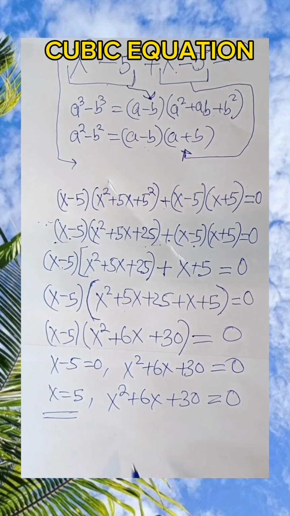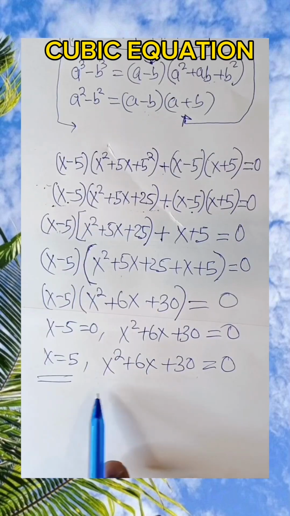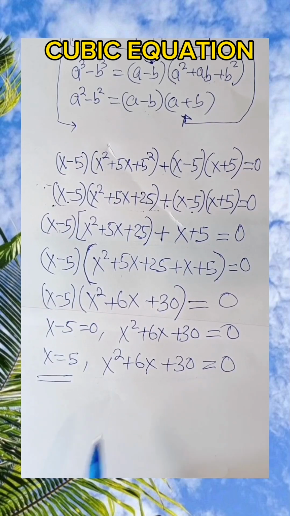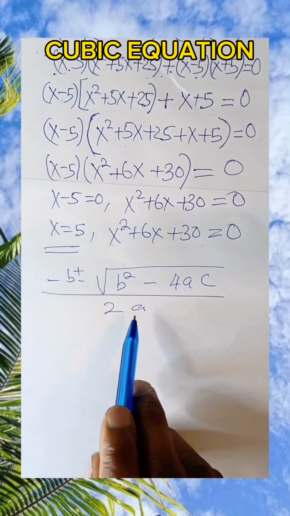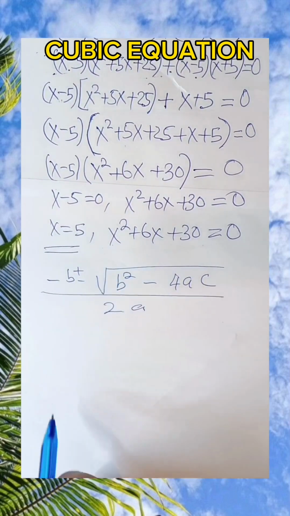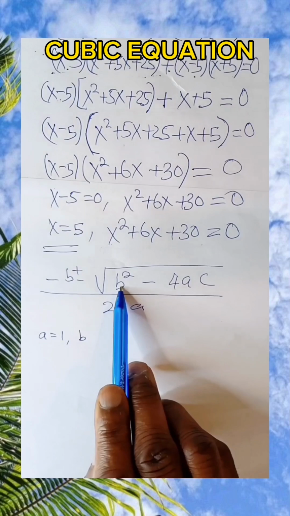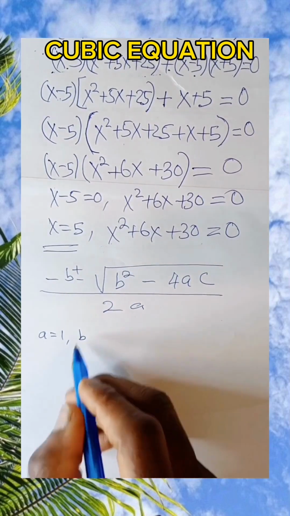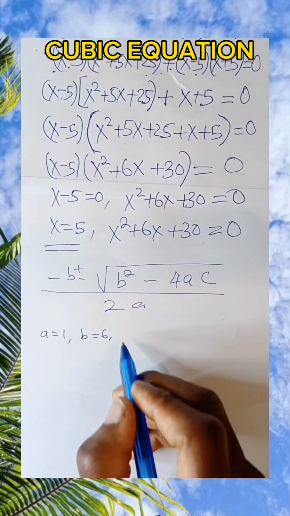And we have a quadratic equation here. We are going to solve it quadratically. We cannot factorize this equation. We are going to use a quadratic formula. So this is a quadratic formula. A is the coefficient of first term, which is 1. So A is equal to 1. B is the coefficient of second term, which is 6. And C is the third term, which is 30.